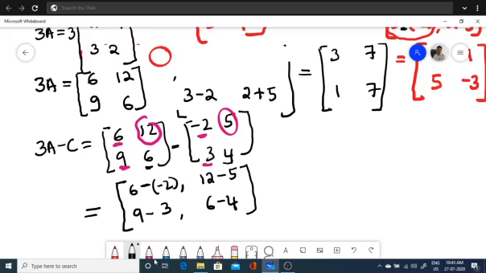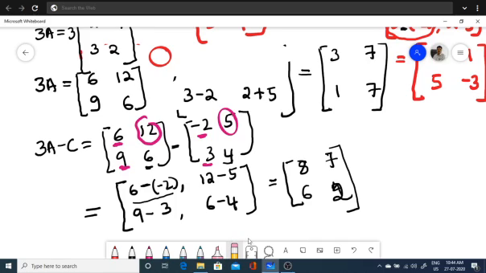So therefore this is equal to 6 minus of minus 2, that is plus 2, that will become 8. 6 minus of minus 2 is 6 plus 2, that is 8. And 12 minus 5 is 7. Then 9 minus 3 is 6, and 6 minus 4 is 2. So that is how we can apply the addition and subtraction of the matrices.